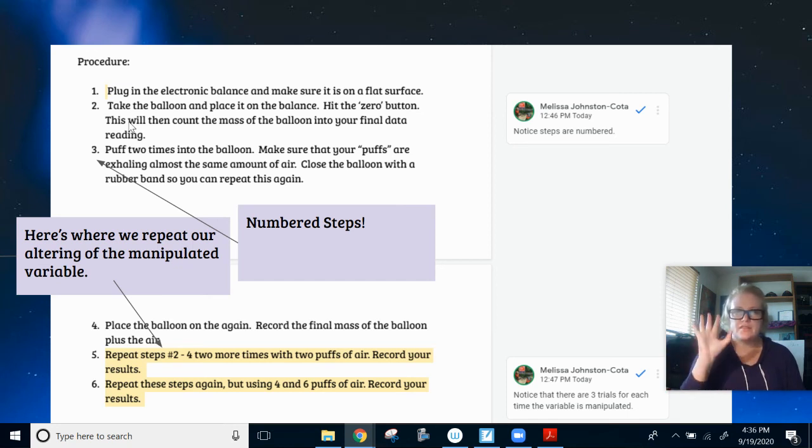Again, this copy of the sample procedure for Is Air Matter is going to be attached to this page, and it will hopefully help you when you write your procedure regarding figuring out why Diet Coke and the Coca-Cola phenomenon worked the way it did.